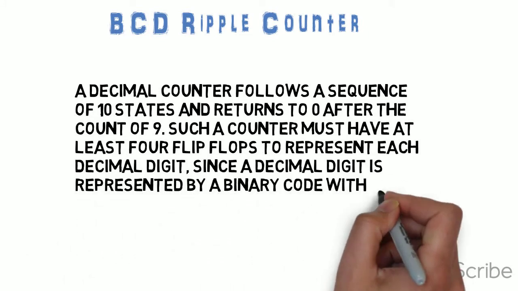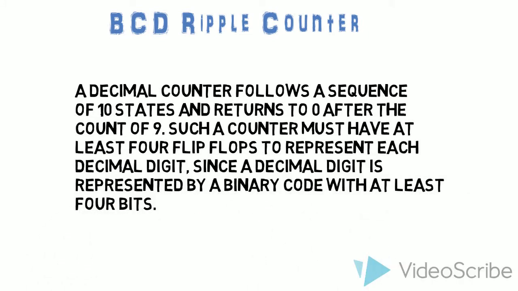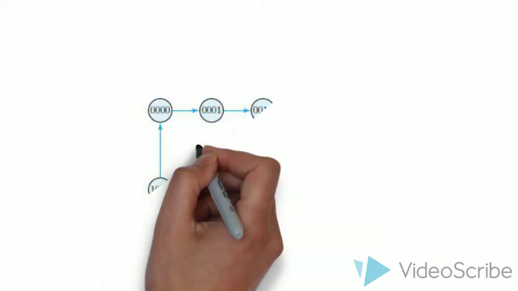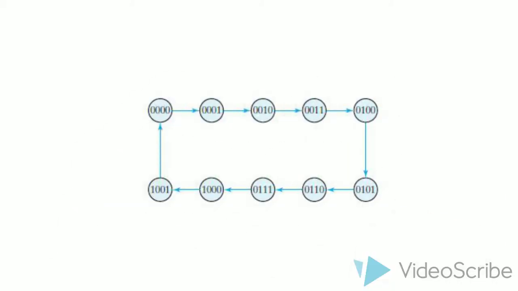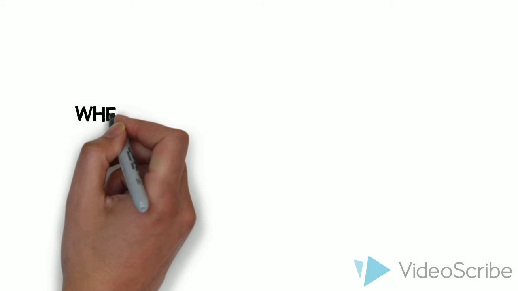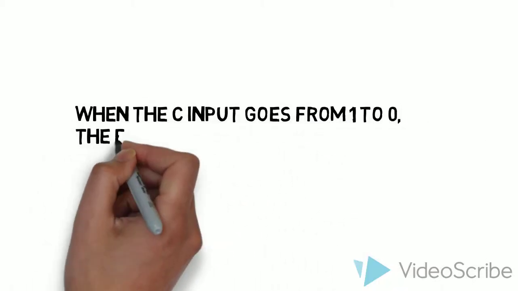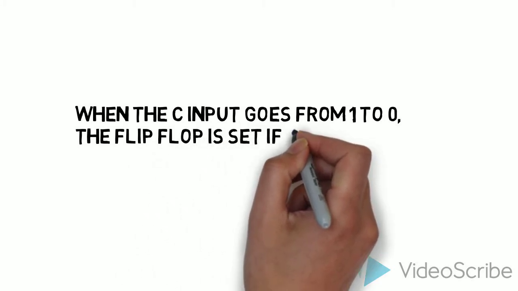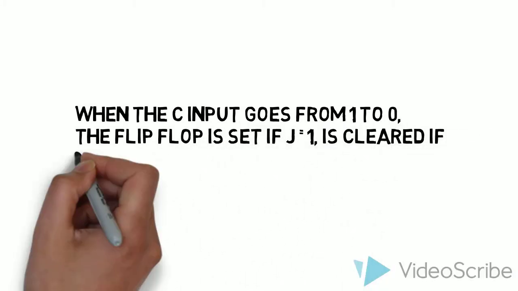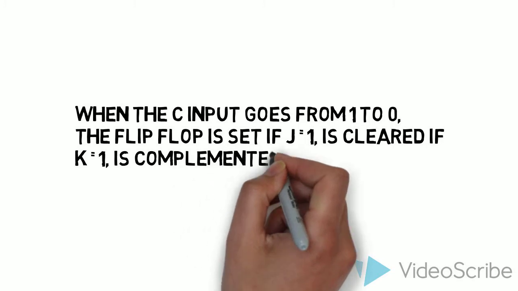The operations of the counters can be explained by a list of conditions for flip-flop transitions. When the C input goes from 1 to 0, the flip-flop is set if J is equal to 1, is cleared if K is equal to 1, is complemented if J and K are both equal to 1, and is left unchanged if J and K are both equal to 0.